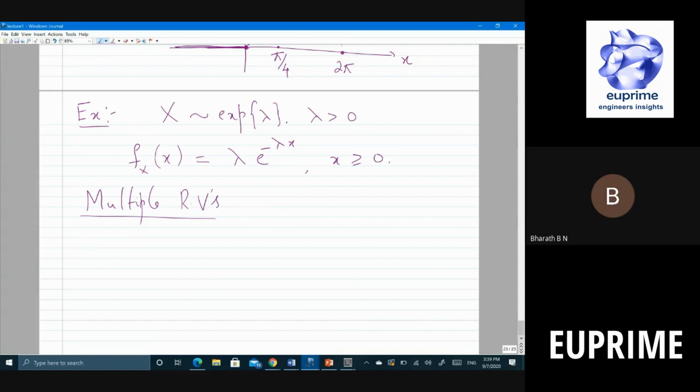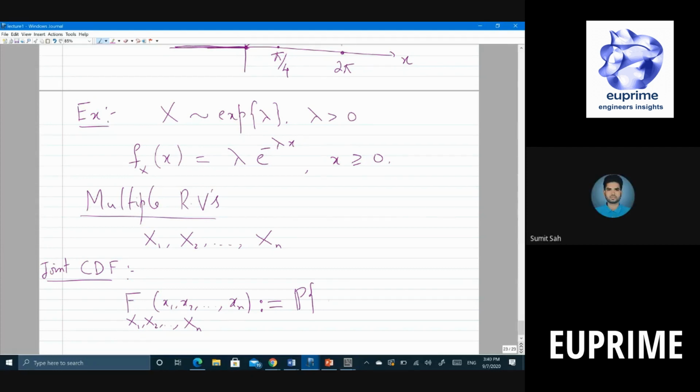So whenever you have multiple random variables, let's say x1, x2, etc., xn, I can define what is known as the joint CDF. Okay, so I'll write it as joint CDF. Same story now. So how do I write this? F of x1, x2, up to xn, evaluated at small x1, x2, up to xn, which is defined as probability. Can somebody tell me what is the definition? It's just an extension of the one random variable case. So we just separate by the commas.